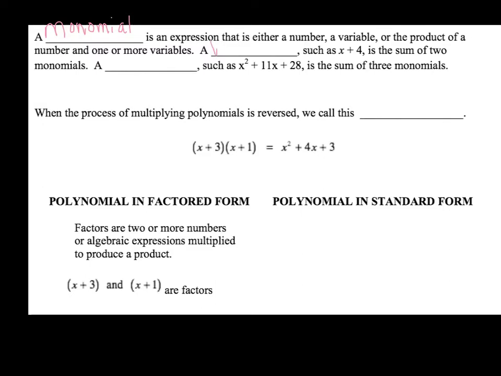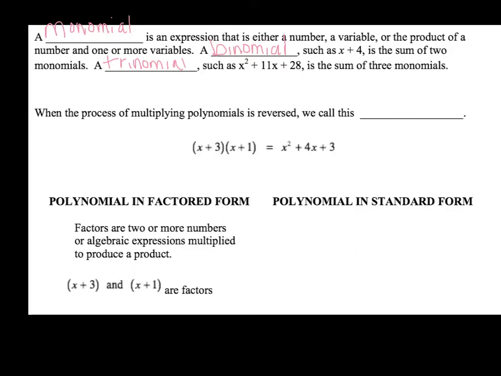A binomial such as x plus 4 is the sum of two monomials. Bi means two, so there's two terms separated by a plus or minus sign. A trinomial such as x squared plus 11x plus 28 is the sum of three monomials, because tri means three.